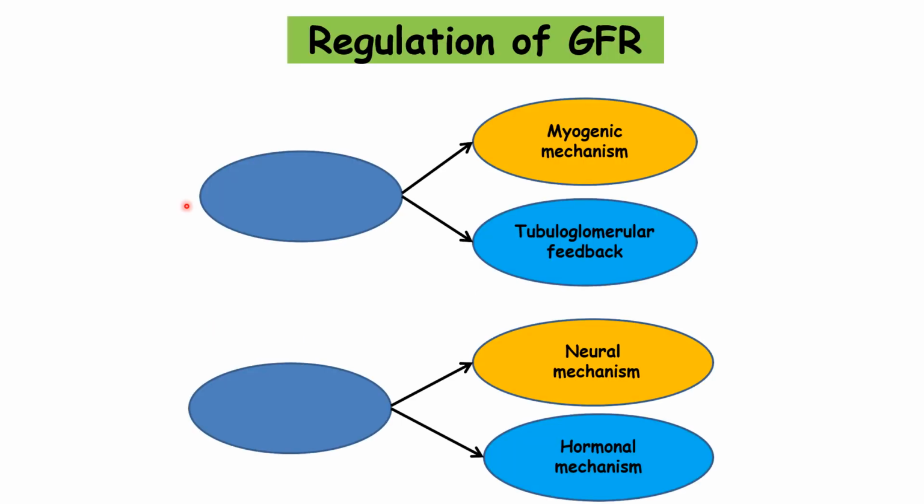And next, coming to the regulation of GFR, we have 4 mechanisms. In autoregulation, we have myogenic and tubuloglomerular feedback mechanisms, and then the neural mechanism and hormonal mechanism of regulation of GFR.